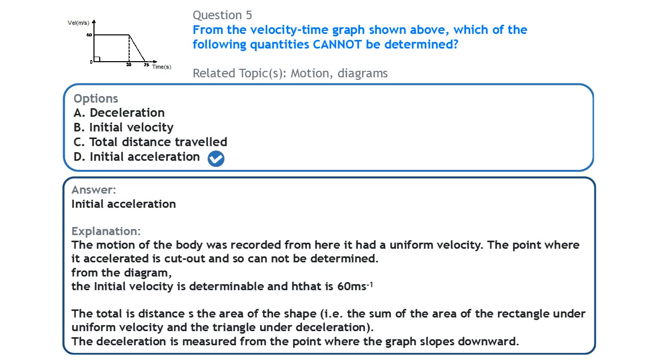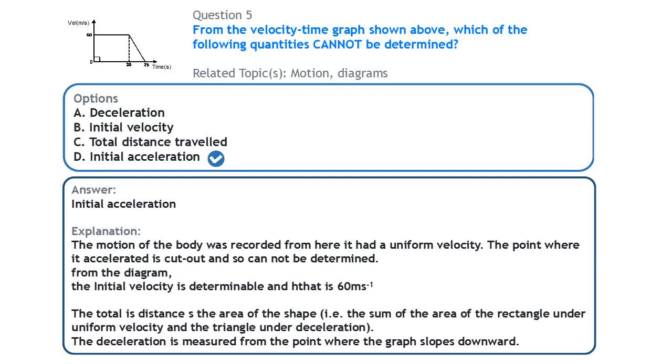In 5 seconds. You can see that the time the body moved with uniform velocity is 20 seconds. Then in 5 seconds it came back to rest, so the time it took to decelerate to rest is 5 seconds. Now, which of the following quantities cannot be determined from here?